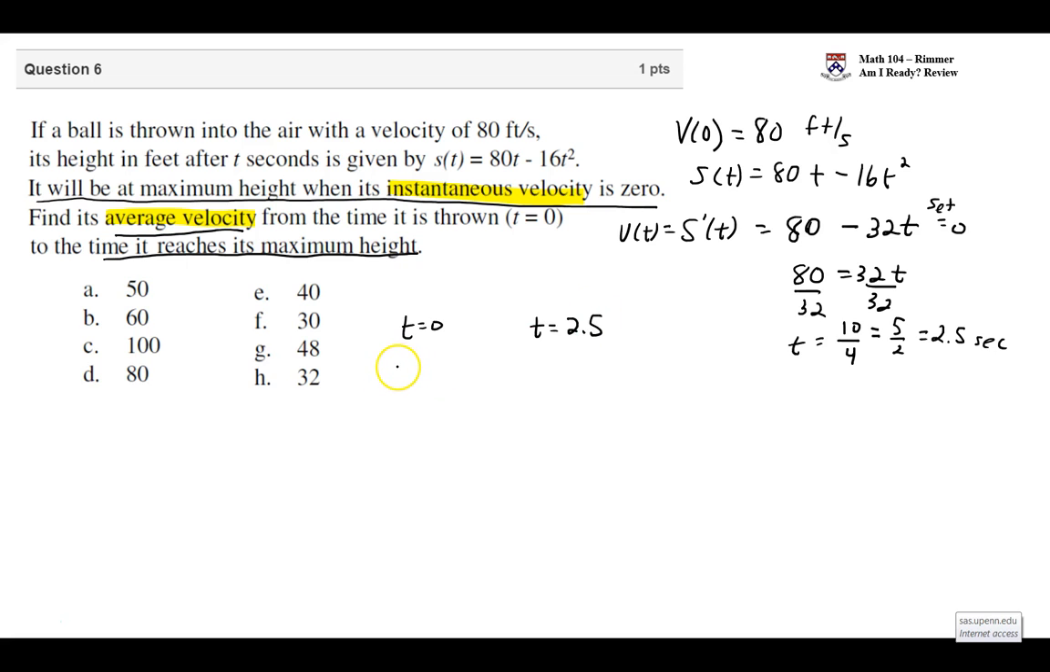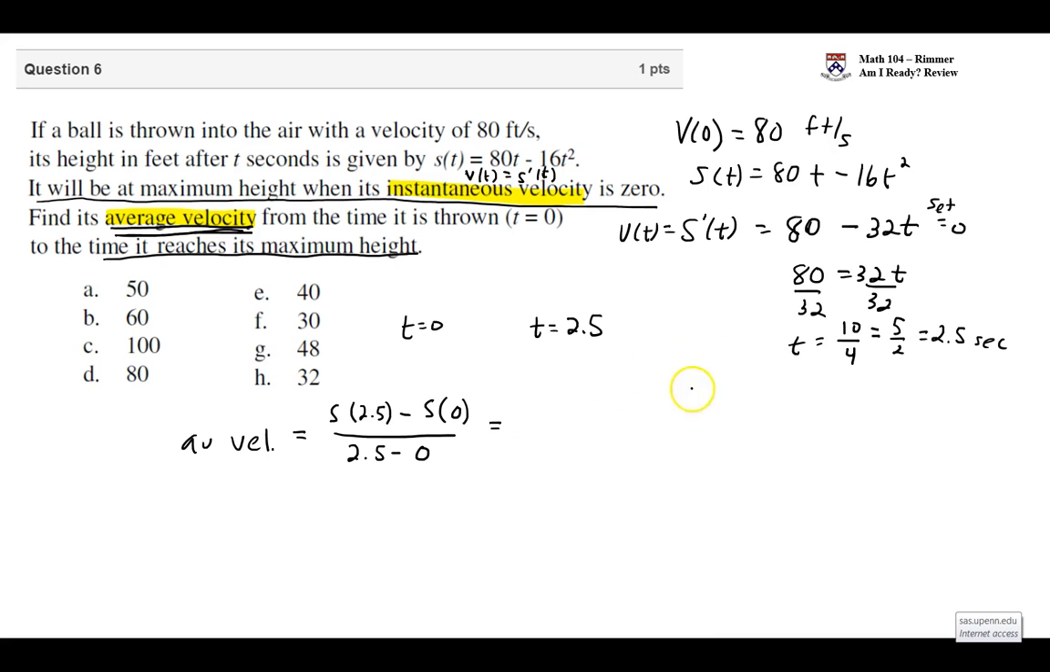They want us to calculate average velocity. And so the way we're going to do that is recognize that instantaneous velocity is the derivative, S prime of t, the derivative of position, while average velocity is found by taking the position at time 2.5 minus the position at time 0 and dividing it by the difference in time.